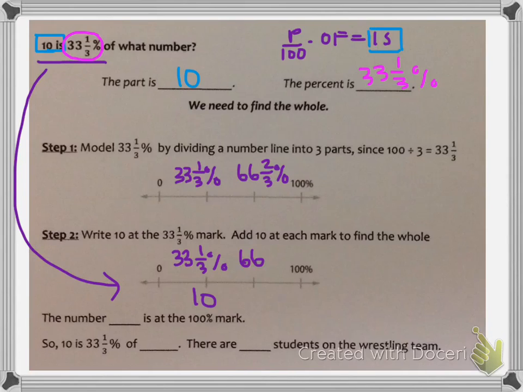Well, this mark right here was 66 2/3%. And so I'm going to add 10. 10 plus 10 is 20, so 66 2/3% of something is 20. And then I'm going to add another 10, so 20 plus 10 is 30. And if we look, the number 30 is at the 100% mark. So this means 10 is 33 1/3% of 30. There are 30 students on the wrestling team.